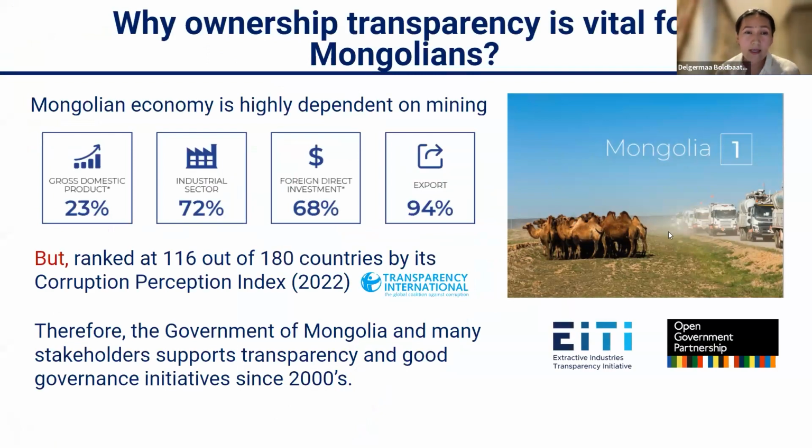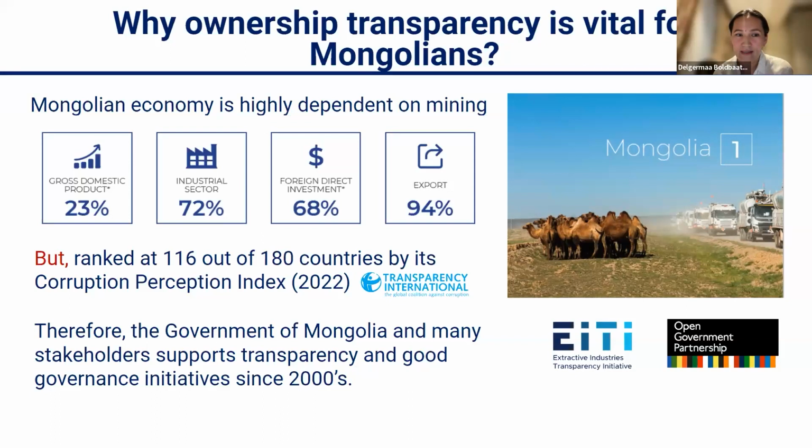For example, 70% of foreign direct investment is coming from the mining sector, and we export coal and copper. It also contributes one third of our national budget. But on the other hand, we do have some governance issues.